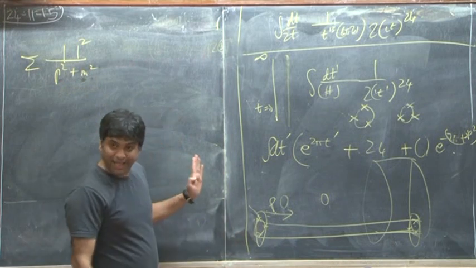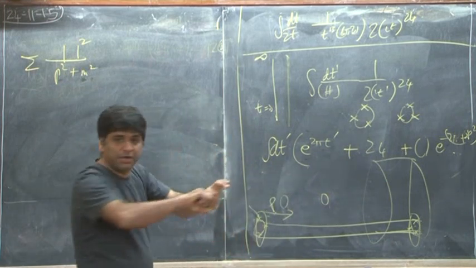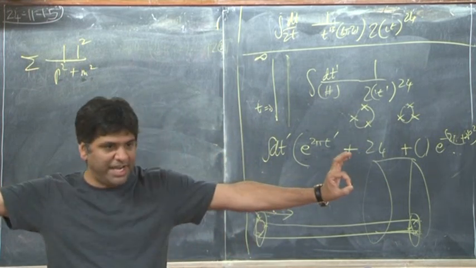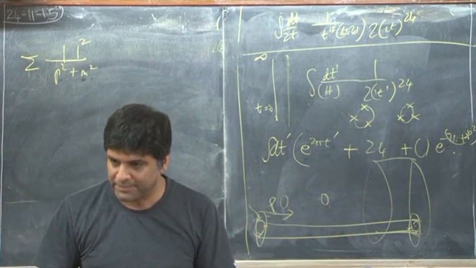Okay? So you see that what we've seen here is precisely the structure we expect for long distance exchange via closed strings. We get a sum of poles.